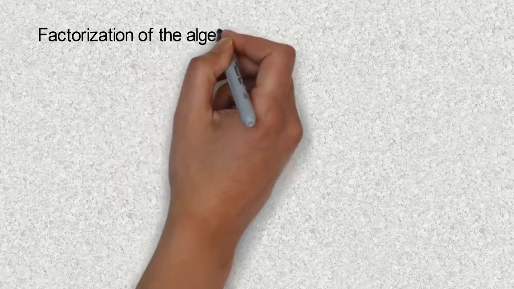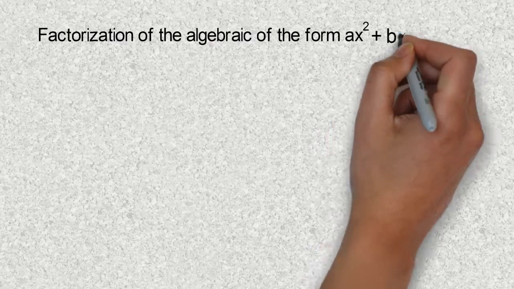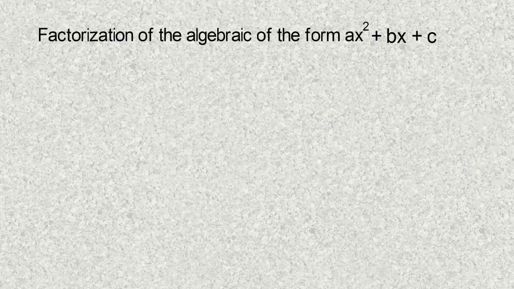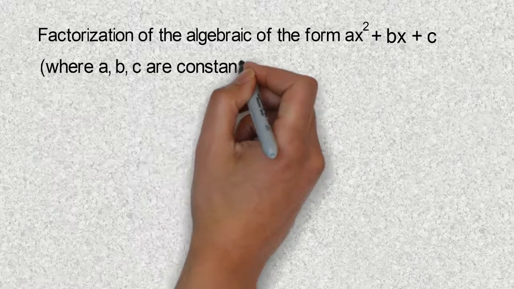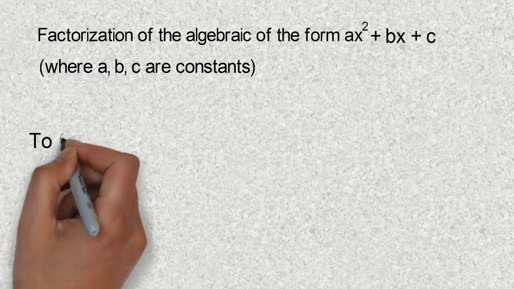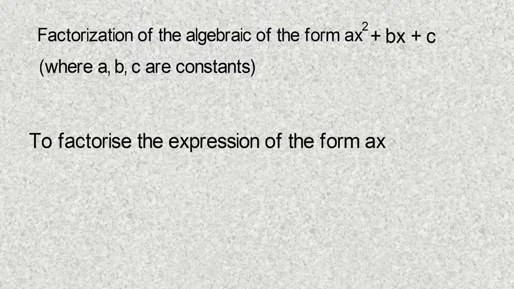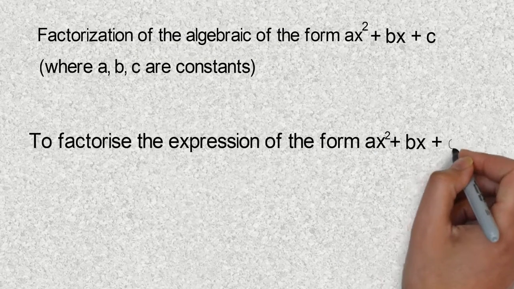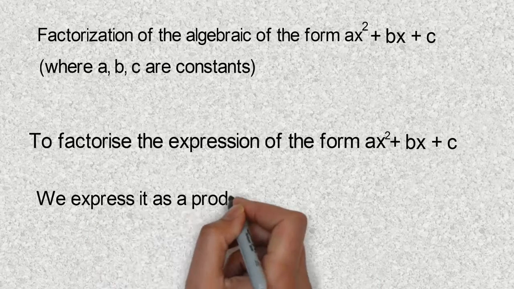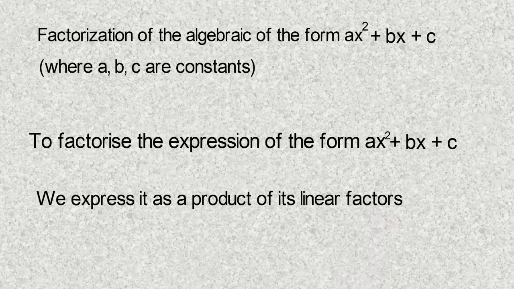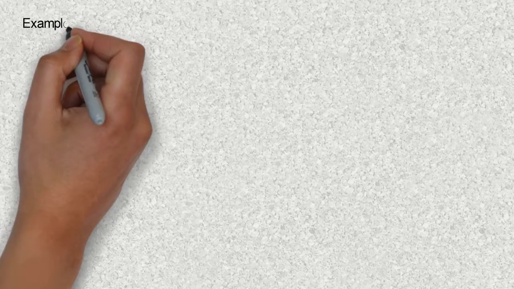So let's move to the third one. It says factorization of algebraic expression of the form ax squared plus bx plus c, where a, b, c are constants. So to factorize an expression of the form ax squared plus bx plus c, we express it as a product of its linear factors. So how do we do so? Let's look at this example.